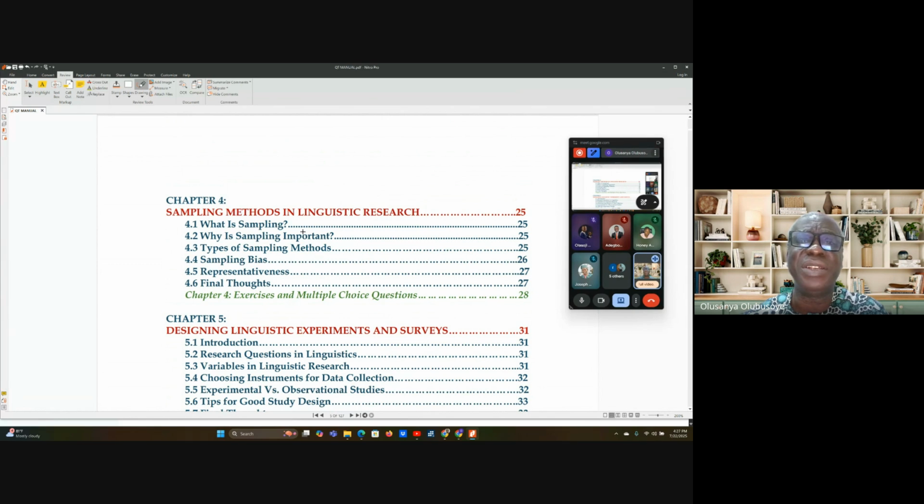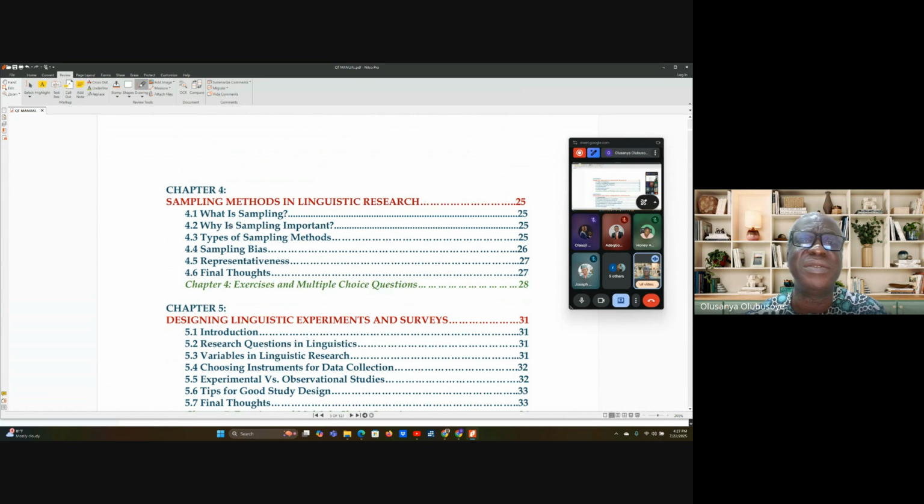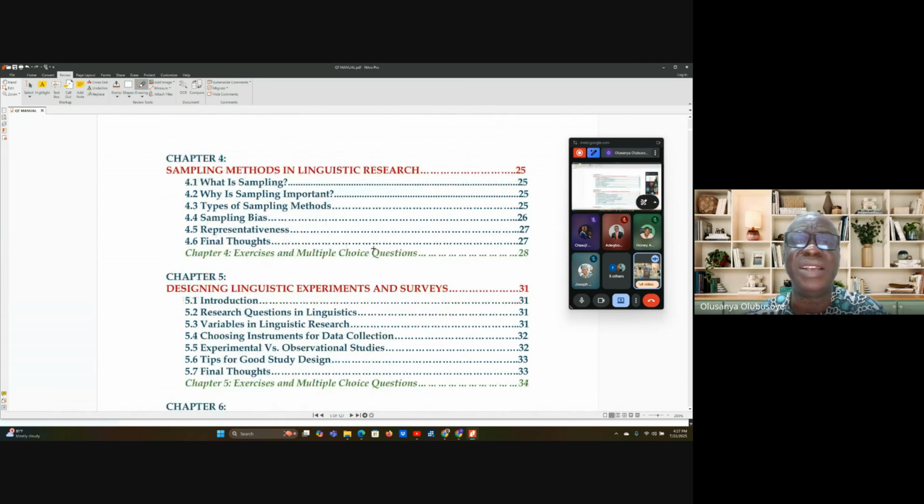the issue of sampling methods in linguistics: how do you select a sample, and what are these different sampling methods that we can employ? What do we mean by sampling bias? And when is our sample representative? So these are concepts that we will need to master under the sampling method.